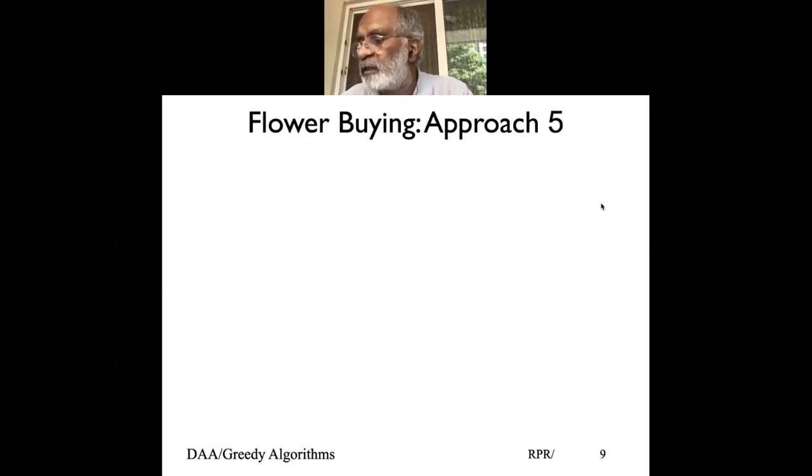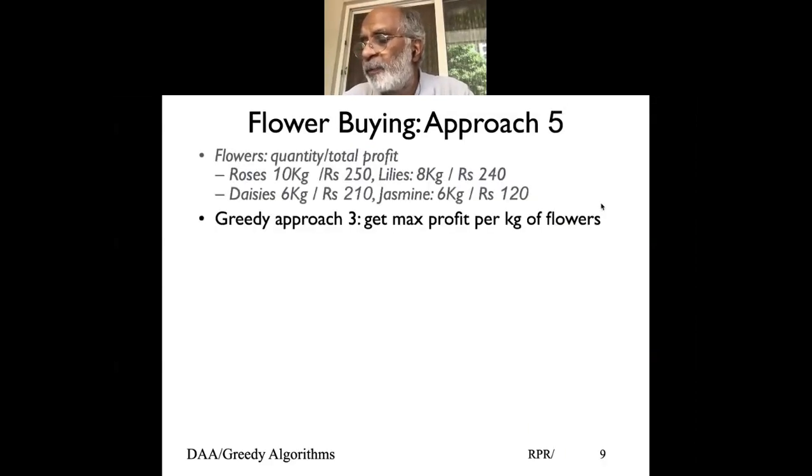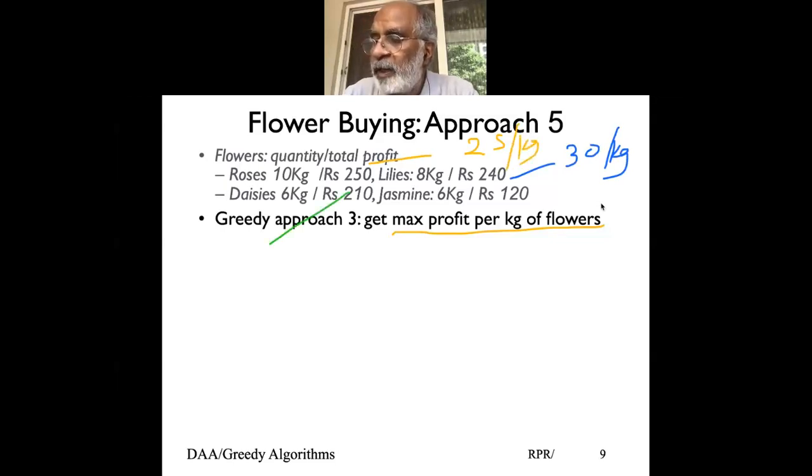So considering that, my approach is to get maximum profit per kg of flowers. I know that roses give me 25 rupees of profit per kg. My lilies give me 30 rupees of profit per kg. My daisies give me 35 rupees of profit per kg, and jasmine gives me 20 rupees of profit per kg.